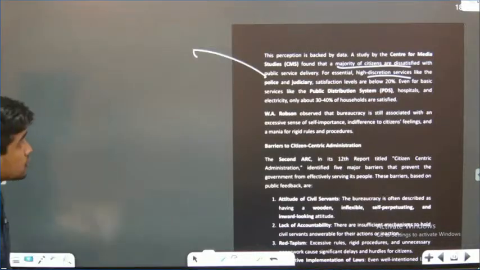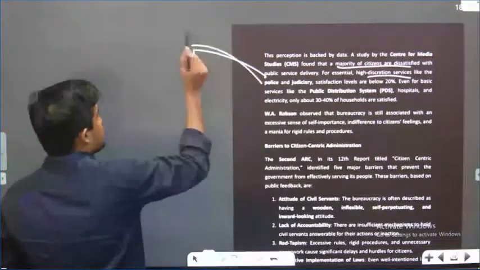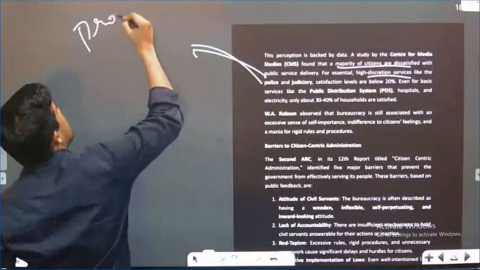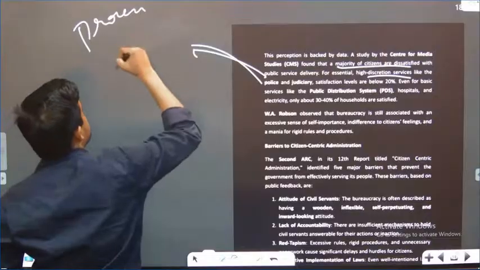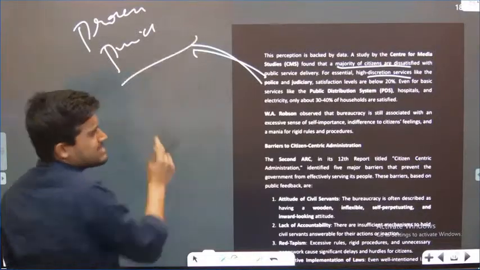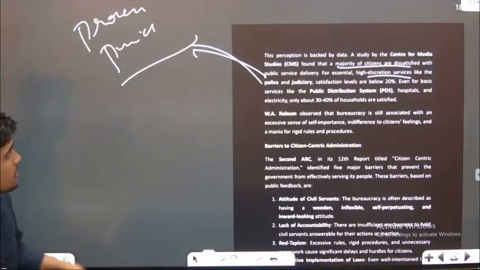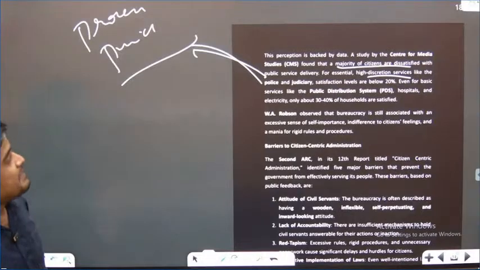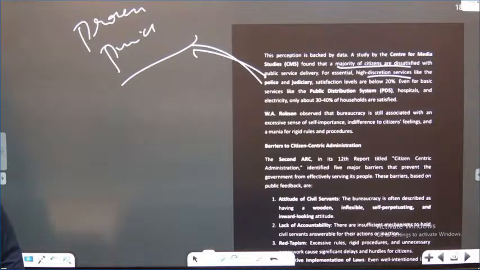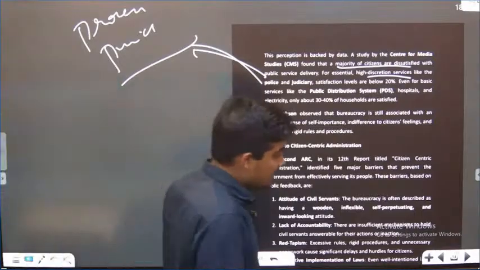Okay, so here, especially the police and judiciary process acts as a punishment because the process is so harrowing in nature. Even for basic services like the PDS, hospitals, and electricity, only 30 to 40% people are satisfied.